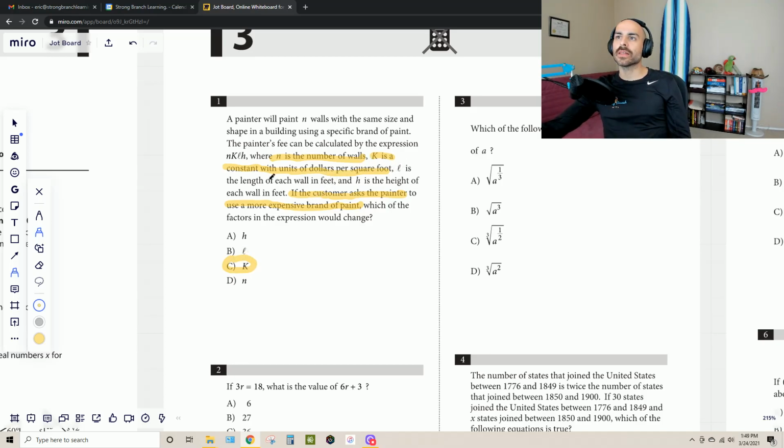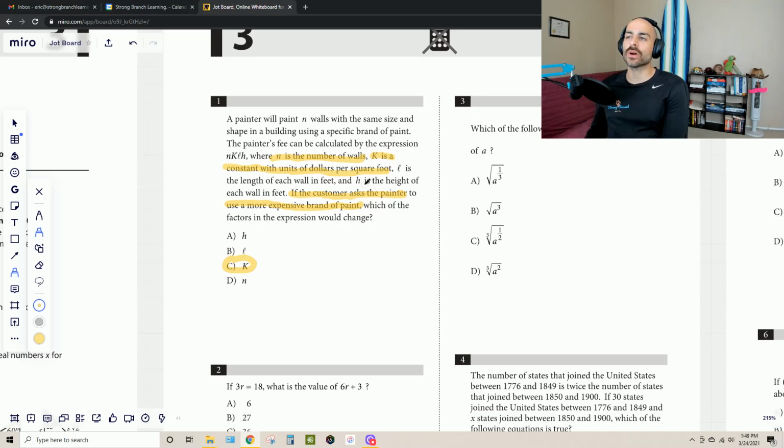L is the length of each wall in feet, so that won't change, and H is the height of each wall. Well, a test taker could see that we have three things that are about the same: the number of walls, the length of each wall, and the height of each wall. So there are three things about walls and one thing that isn't, and your savvy test taker will think, well, it's the one that isn't. I don't always feel comfortable thinking about it that way.